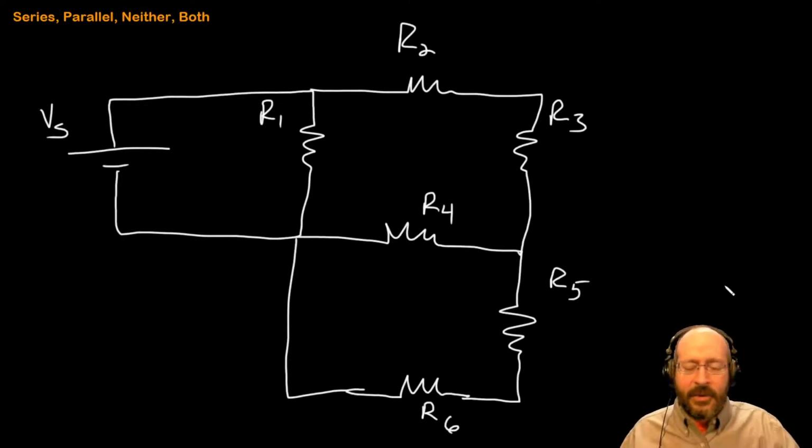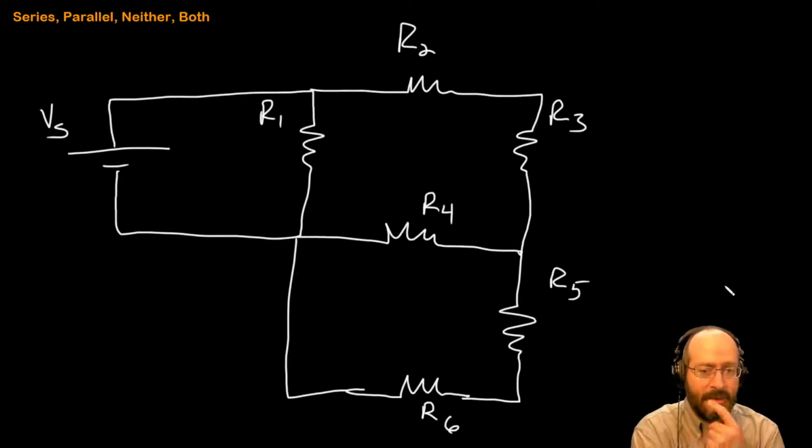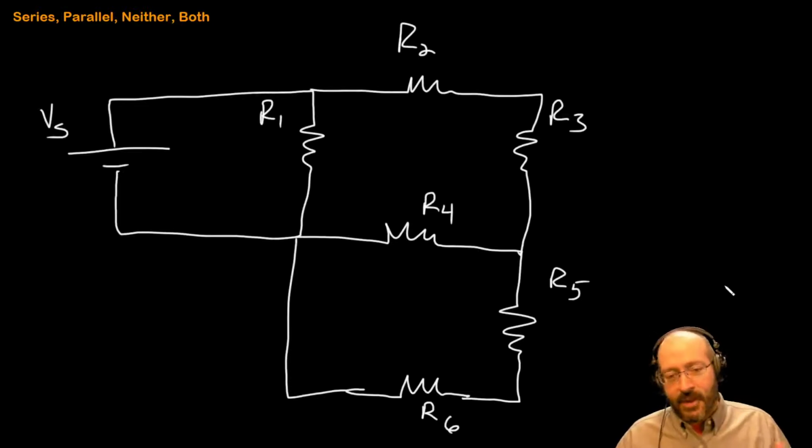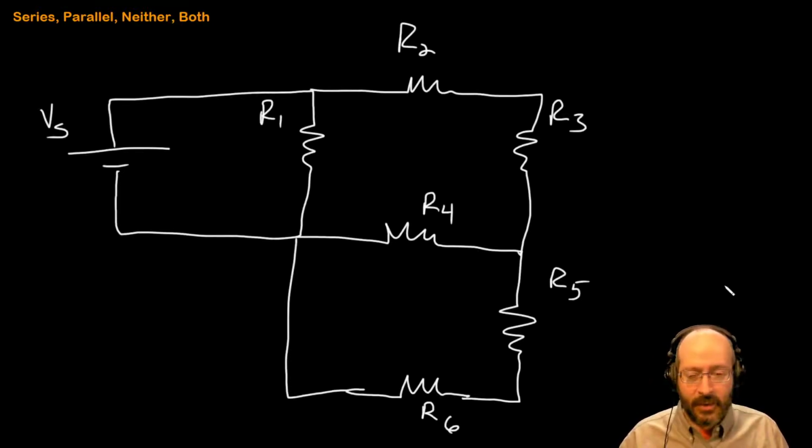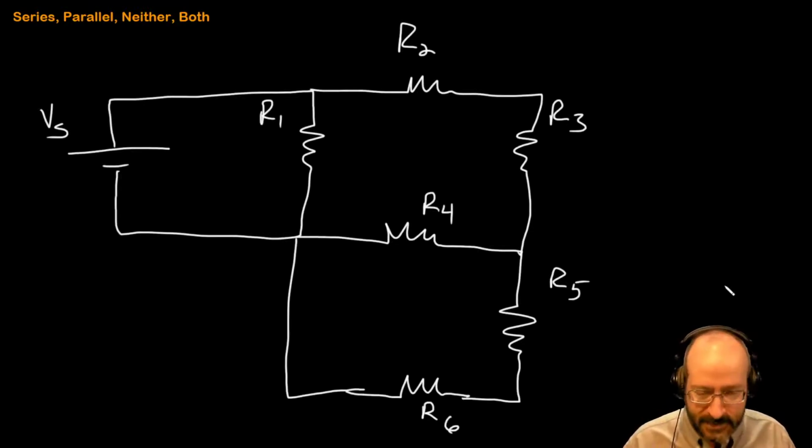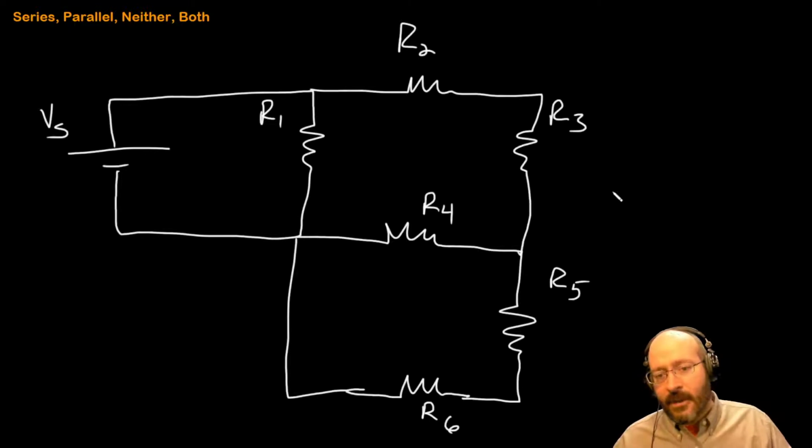To start us off, I'm looking at VS and R1, and I want you to pause the video and think about how those two are connected to each other. I'm going to give you a moment to pause. All right, hopefully you figured out what you think is going on. We've got to look at the nodes. How are they connected? Do they share a node exclusively? Are they in series?